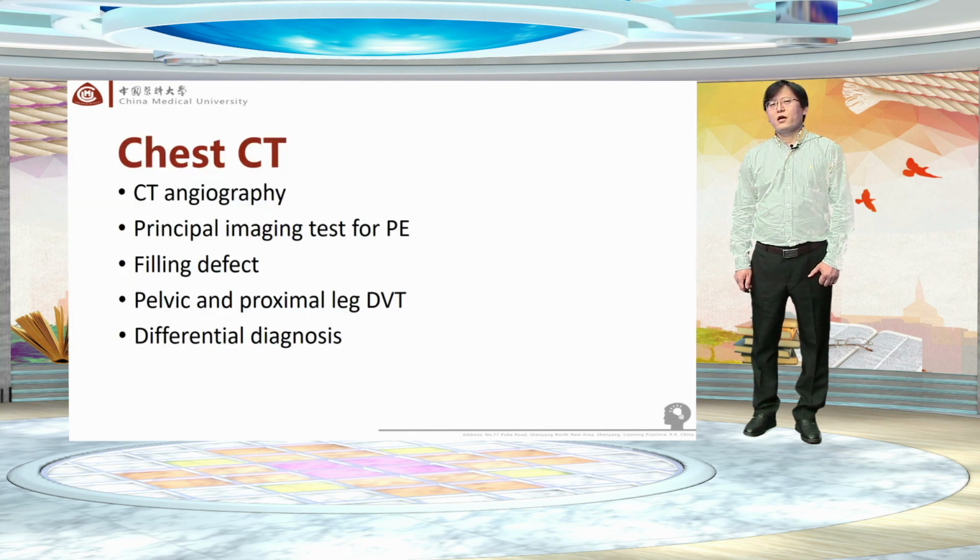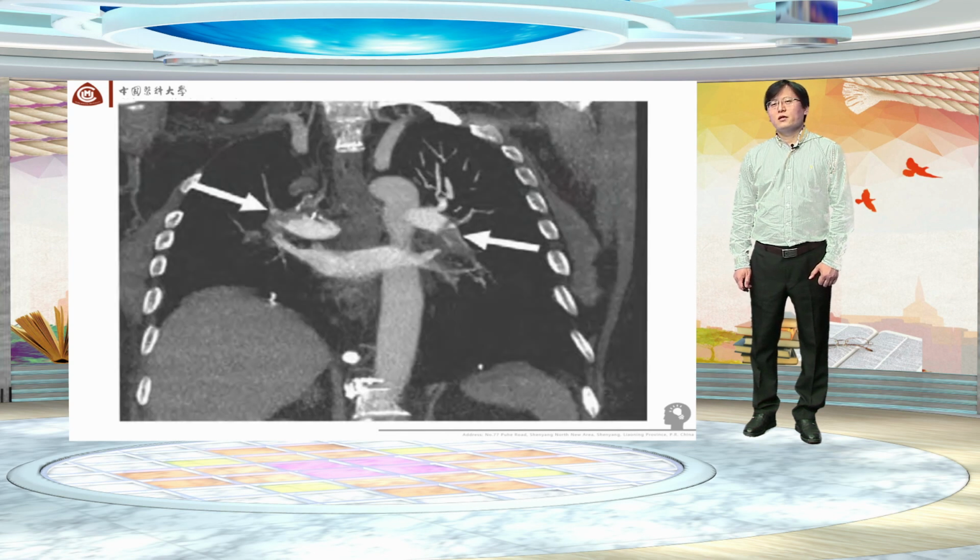And CT angiography is actually the principal imaging test for PE. Usually we can see the filling defect in the pulmonary artery or its branches. And we can also use CT to diagnose pelvic and proximal leg DVT. And CT can also help us with the differential diagnosis of pulmonary thromboembolism. Here's the typical CT appearance of pulmonary thromboembolism. You can see the filling defects on both sides of the pulmonary artery.